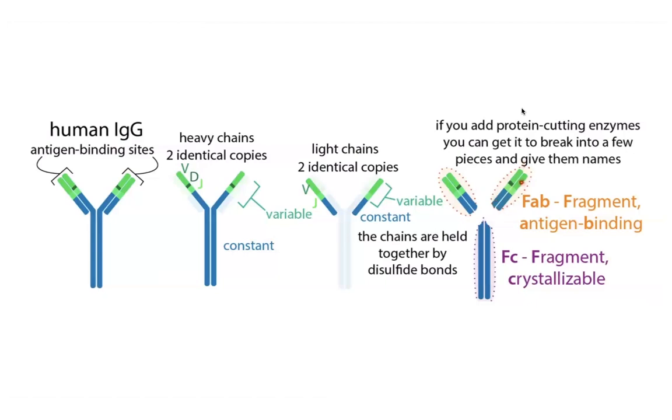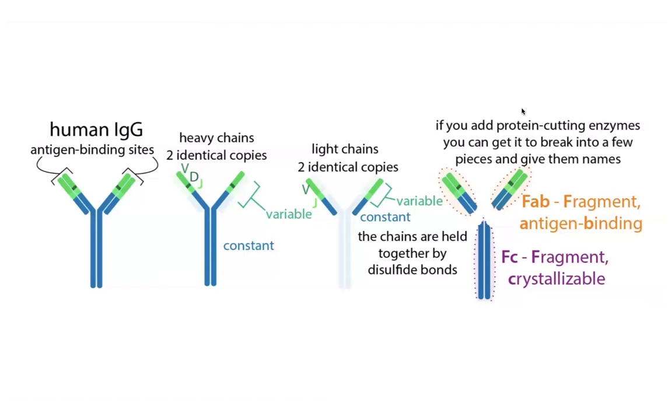But the FAB portion is actually going to be the part that binds to the antigen. So don't worry about remembering FAB or FC, but do know the terms antigen, which is the thing that the antibody binds to, and epitope, which is the exact part that the antibody binds to.